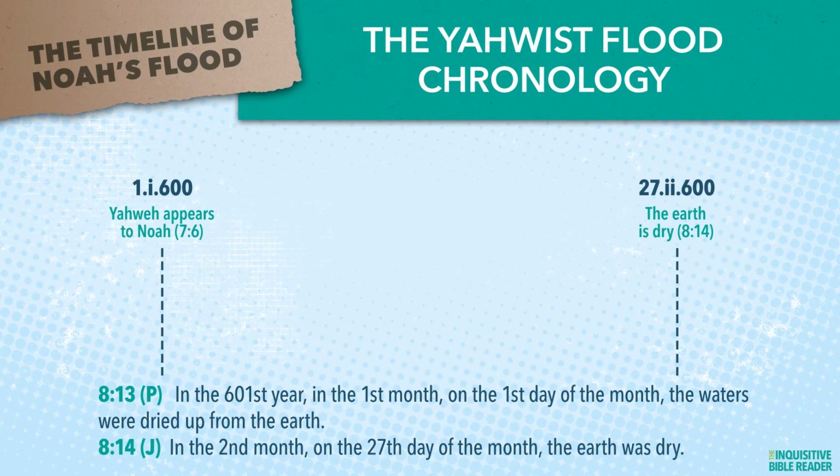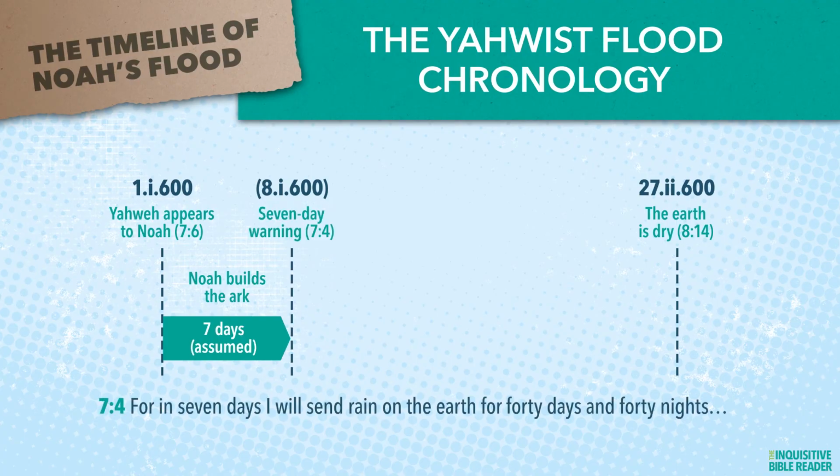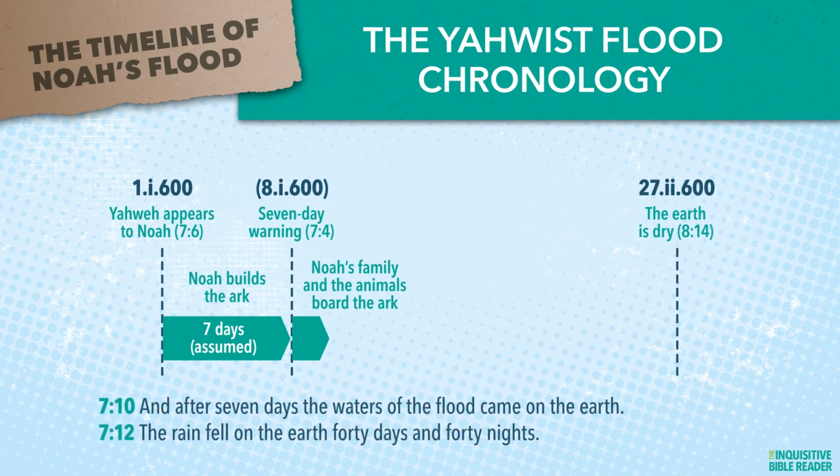The Yahwist version of the building of the Ark is missing from the final text. Since building the boat took 7 days in the Gilgamesh epic, we can try that number here as well. It takes us to the 8th day. In 7.4, after the Ark has been built, Yahweh announces that the flood will occur in 7 days. This takes us to the 15th day.